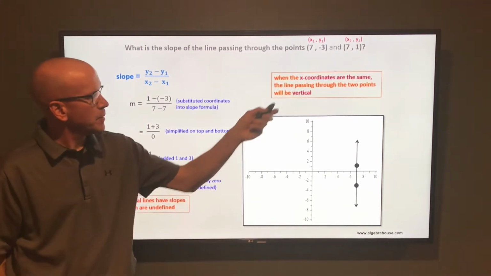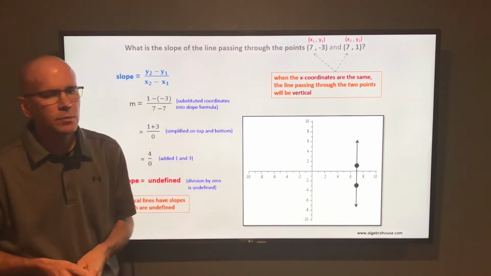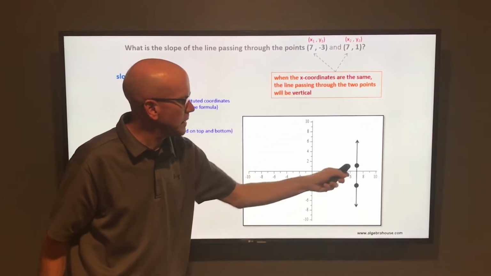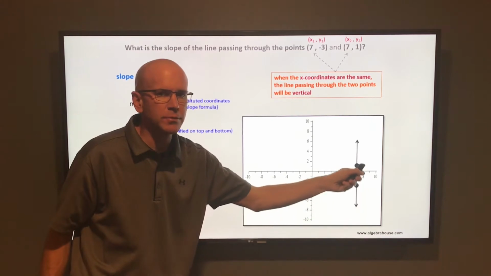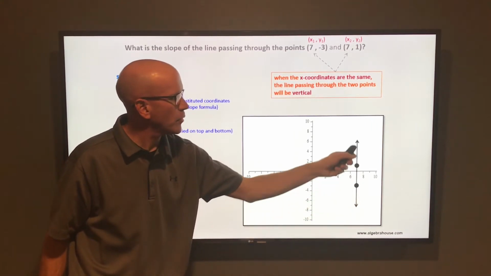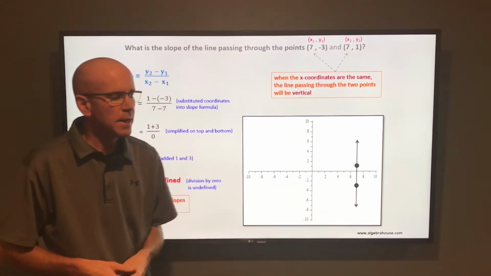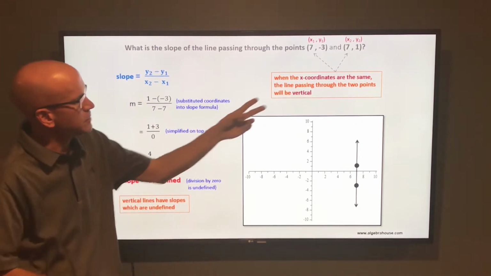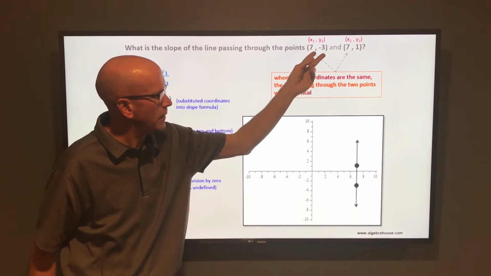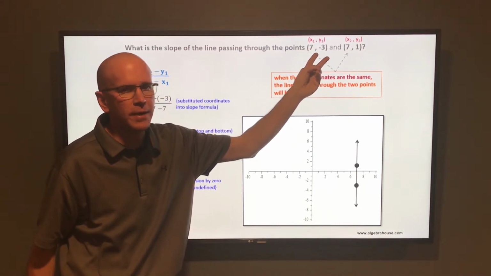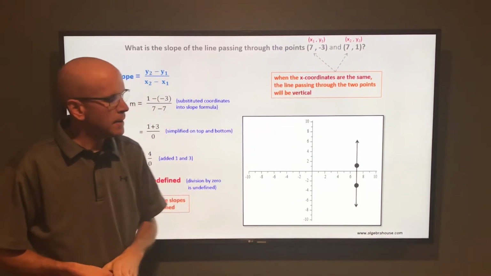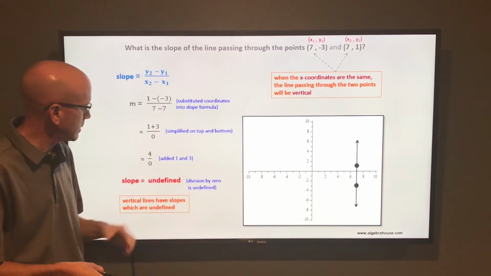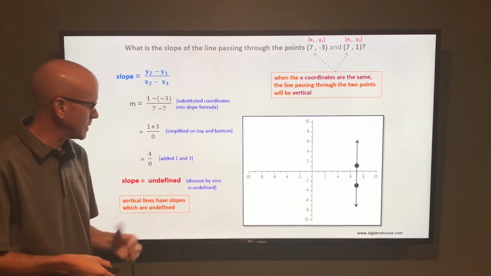And with this, from the beginning, you could have known that. You wouldn't even have to go through all this. If you see that the x-coordinates are the same on those 2 points, that has to be a vertical line going through those 2 points. And a vertical line will have a slope that's undefined. So you wouldn't have to show any of this work. As soon as you see 2 points that have the same x-coordinates and different y-coordinates, that's going to be a vertical line that goes through those 2 points. And all vertical lines have slopes that are undefined.